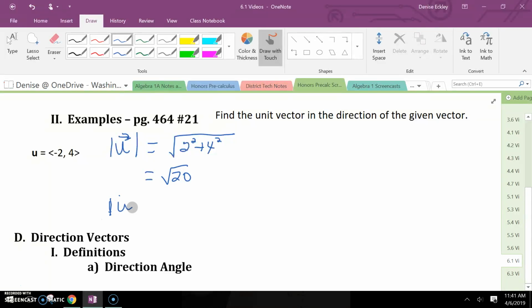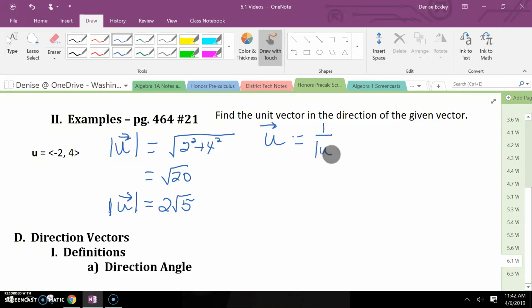So our unit vector length, I'm sorry, it's not our unit vector yet. Our vector u's length, its magnitude, is 2 square root of 5. Now we're going to use that by dividing our vector by that length to turn it into a magnitude of 1. So in other words, u is going to end up as a unit vector in this way.